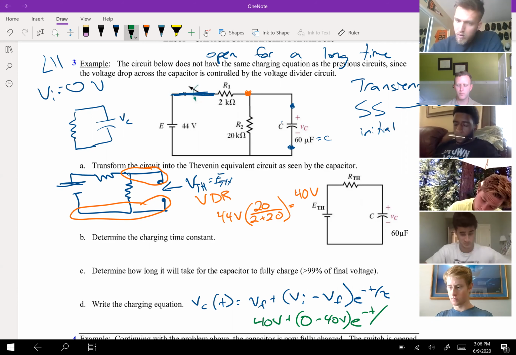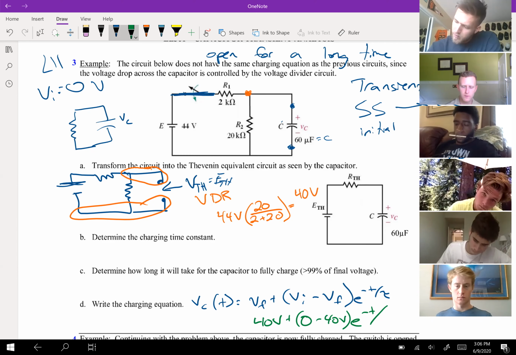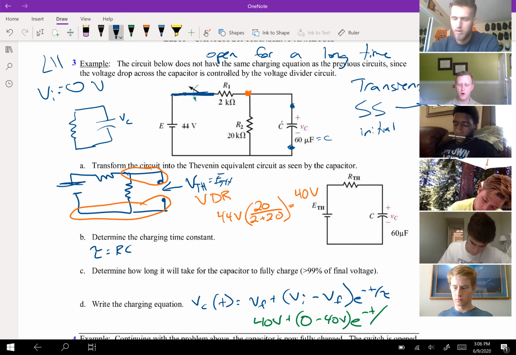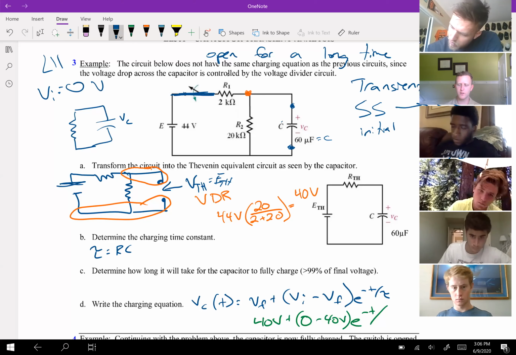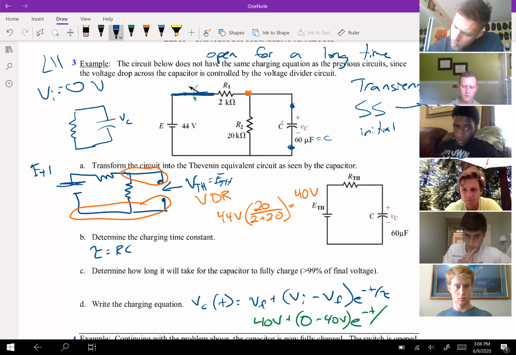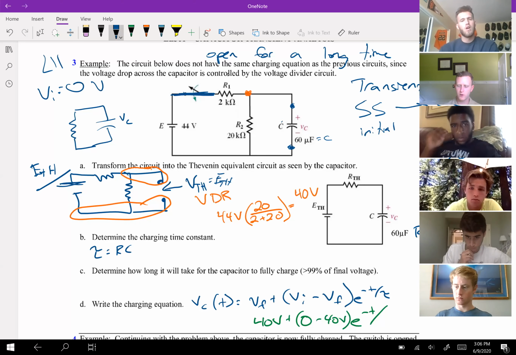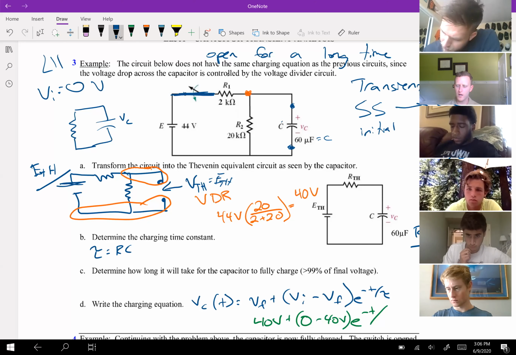tau. We've got to find the time constant. Well, the time constant, we said, was RC. The R that I need is that R Thevenin. So how do I solve for R Thevenin? I remove the load again. So this was my E Thevenin circuit. On the right over here, I'll draw my R Thevenin circuit. I remove the load, or in this case, I remove the capacitor.